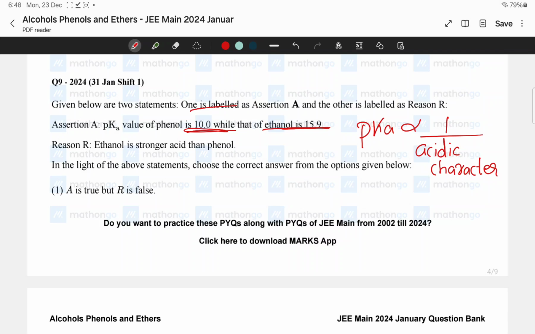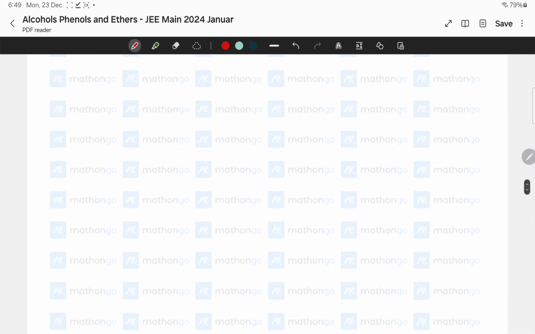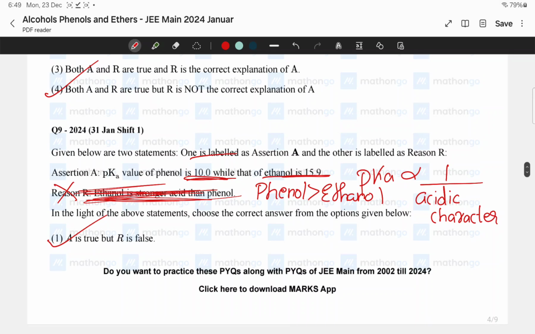Reason: what a foolishness is this? pK value more means less acidic character. For ethanol, pK value is more, so it is less acidic. Phenol is having 10, which is less than ethanol. Therefore, phenol is a stronger acid than ethanol. But in the reason, everything is given opposite to that, which is false. So the assertion is true, reason is false. So with that, the questions from the alcohol chapter come to an end.